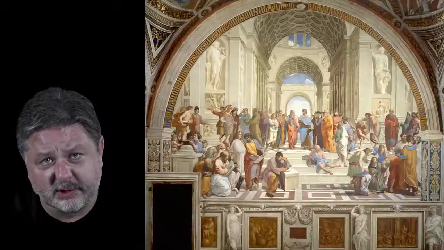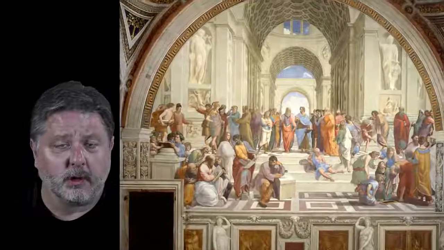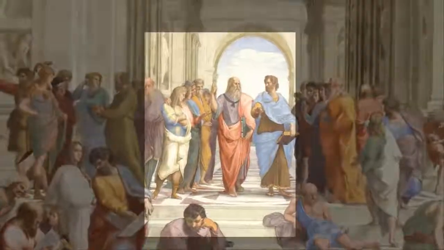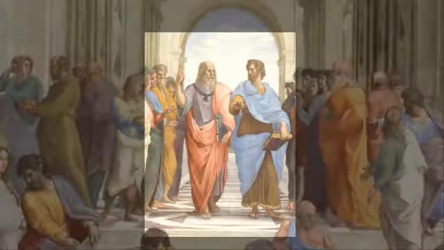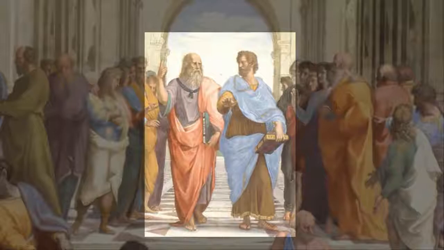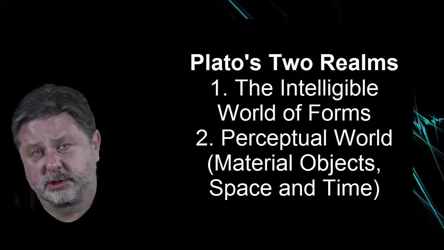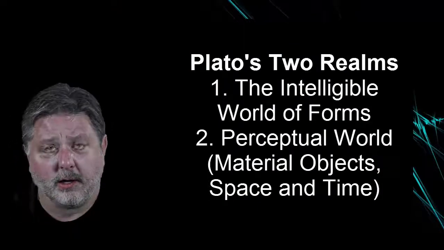There's a very good painting called The School of Athens by Raphael from the Middle Ages, where you see a picture of Plato pointing up, carrying a copy of the Timaeus, his book on metaphysics and physics, and Aristotle carrying a copy of his Ethics and holding his hand to the middle. Plato had two realms. He had the realm of the forms, which existed in time but not in space, and then he had material objects just in space and time.